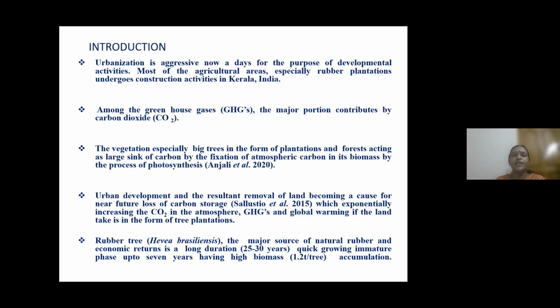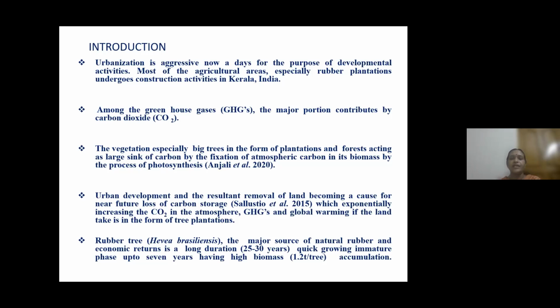As an introduction to the topic, urbanization is aggressive nowadays for the purpose of development activities, and most of the agriculture areas, especially rubber plantations, undergo construction activities in Kerala, India. Among the greenhouse gases, the major portion is contributed by carbon dioxide, and vegetation, especially big trees in the form of plantation and forest, is a large sink of carbon by the fixation of atmospheric carbon in its biomass by the process of photosynthesis.